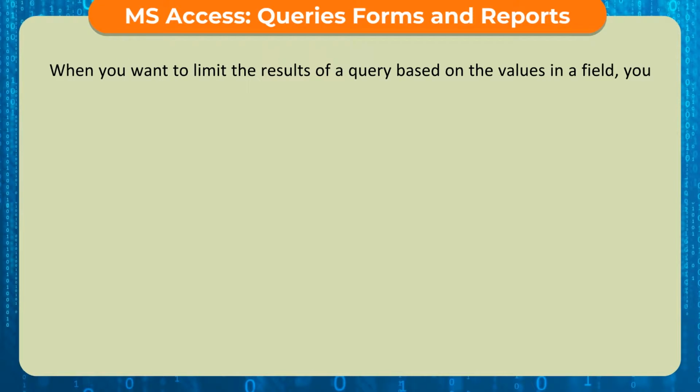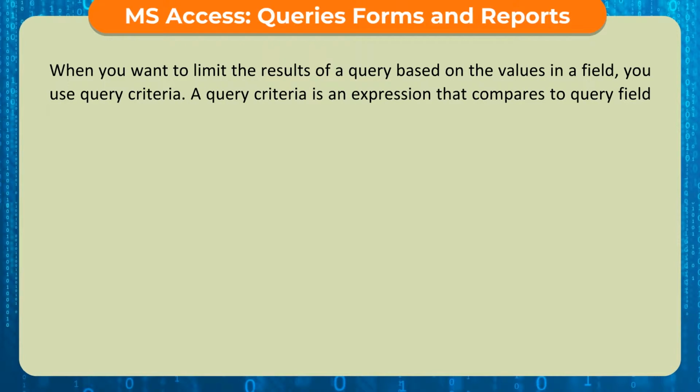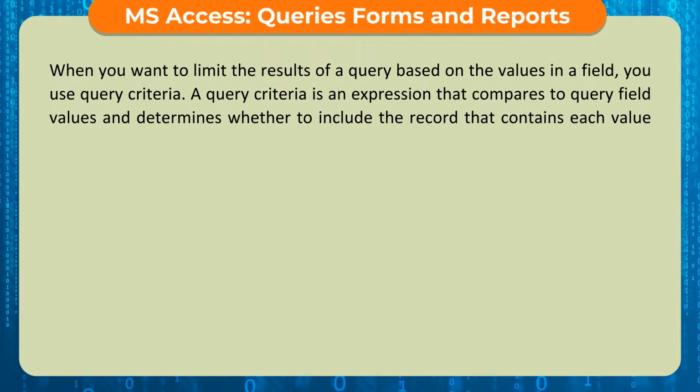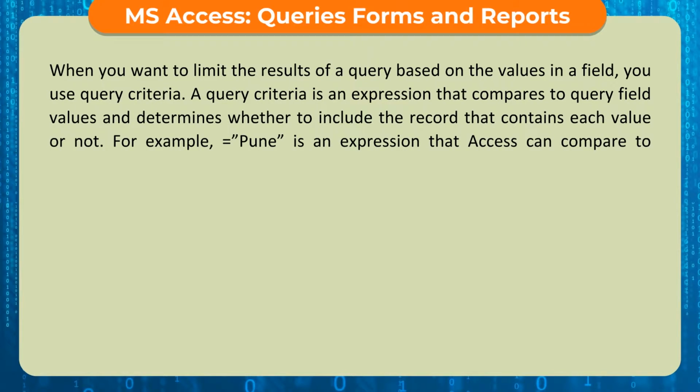When you want to limit the results of a query based on the values in a field, you use query criteria. A query criteria is an expression that compares two query field values and determines whether to include the record that contains each value or not.